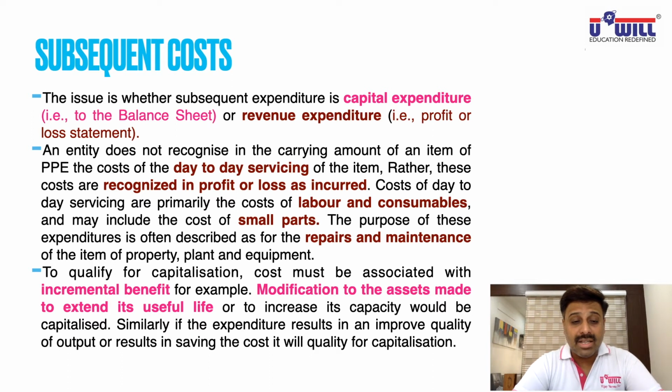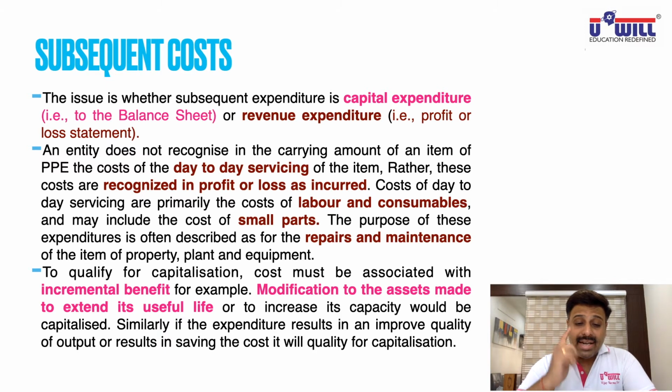So an entity does not recognize in the carrying amount, means in the book value on the asset side of an item of PPE, the cost of day-to-day servicing of the item. Rather, these costs are recognized in profit or loss as incurred. Costs of day-to-day servicing are primarily the cost of labor and consumables and may include the cost of small parts. So in the AC, a small part like a switch is replaced, or a filter is replaced. These are considered small expenses, not major ones. These you'll debit to P&L account. The purpose of these expenditures is often described as for the repairs and maintenance of the item of property, plant and equipment. So these are debited to P&L account directly.